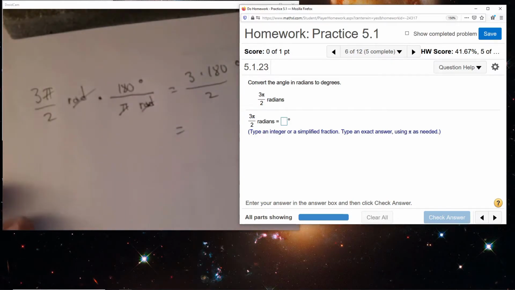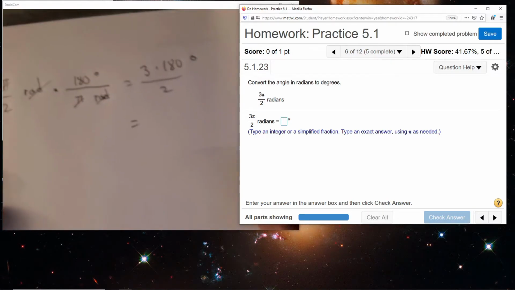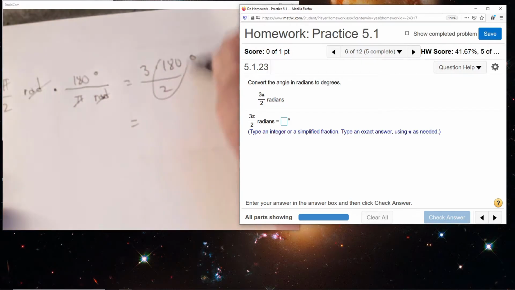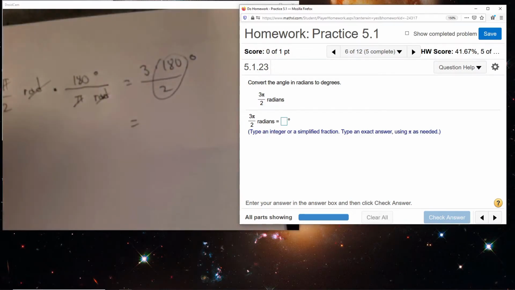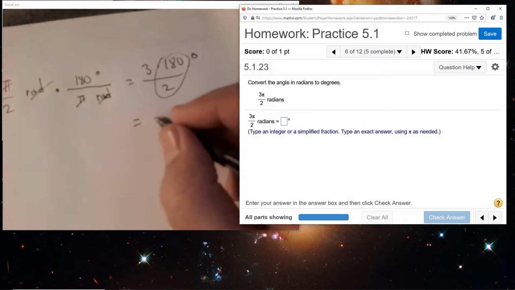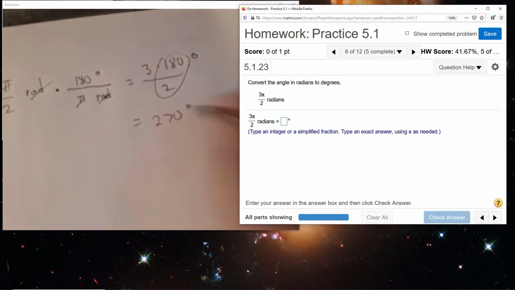It's almost always easier to do division first because it makes numbers smaller. And 180 divided by 2 gets us 90. And then 90 times 3 will get us 270.